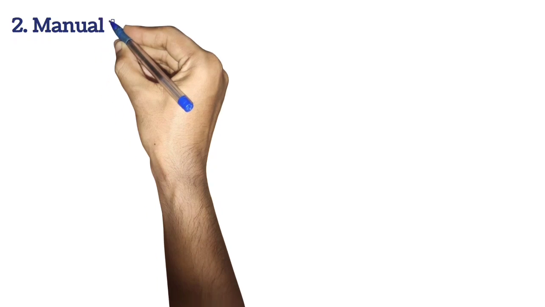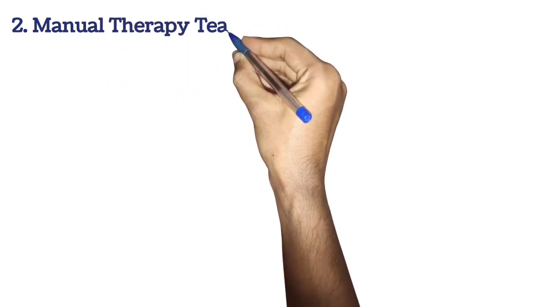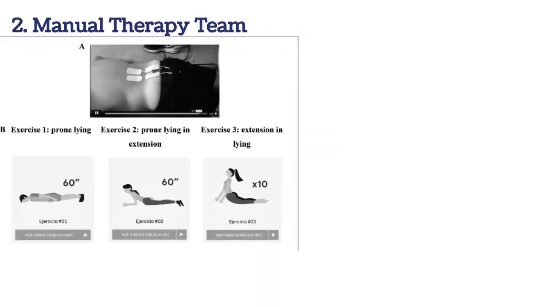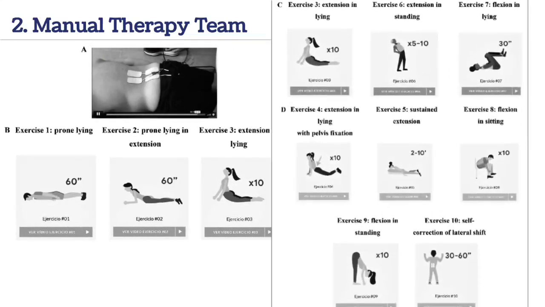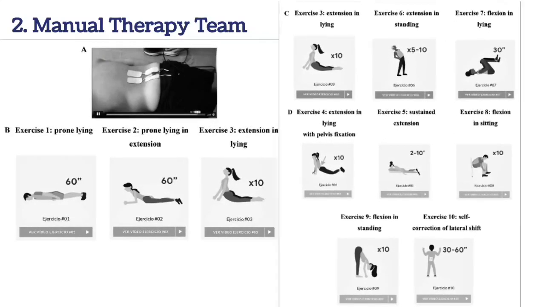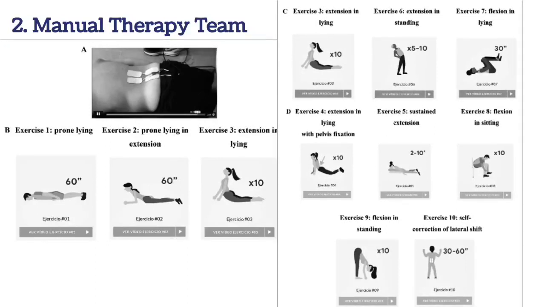2. Manual therapy team: utilize the McKenzie method for lumbar spine management. Provide massage therapy for pain relief. Apply TENS, transcutaneous electrical nerve stimulation, for pain reduction. Incorporate yoga and Tai Chi exercises for back pain management. Offer back school sessions to educate and prevent future back problems.